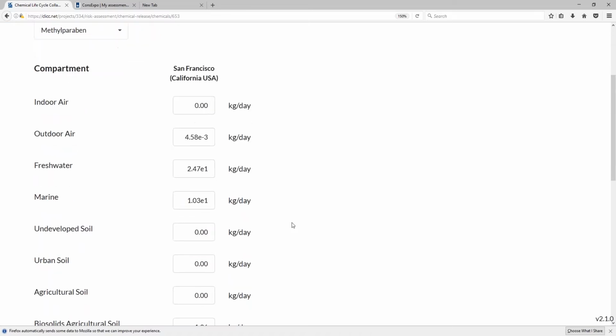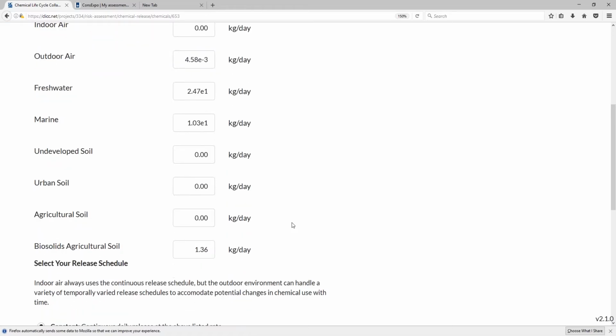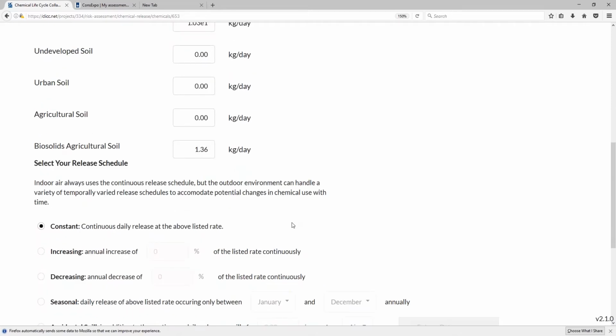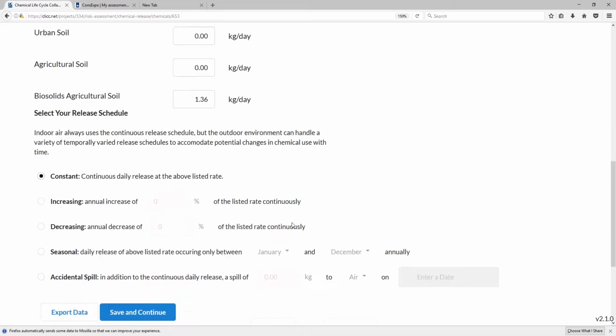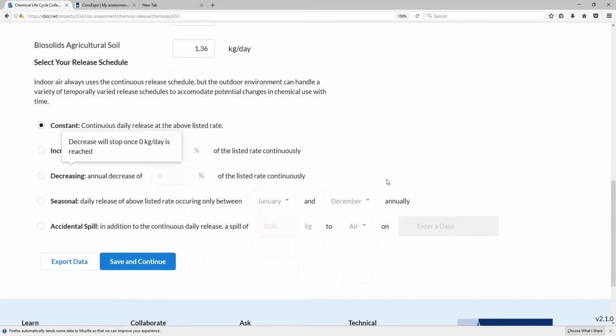So we get an idea of where it is going to go in the environment in terms of kilograms per day, and that's what we need to then do the calculations. And then the other information that we need is, is it a constant release, as I showed you yesterday? Is the product that you're selling already constant? Or are your sales increasing and your production volume is increasing? Is it decreasing because of a phase out? Is it seasonal, or is there an accidental spill? So we provide different release scenarios based on the information that you may have.